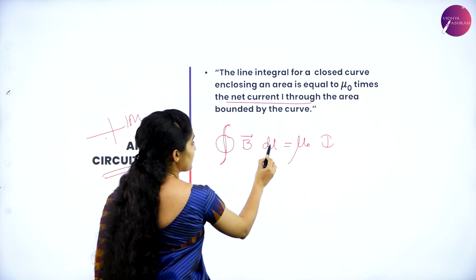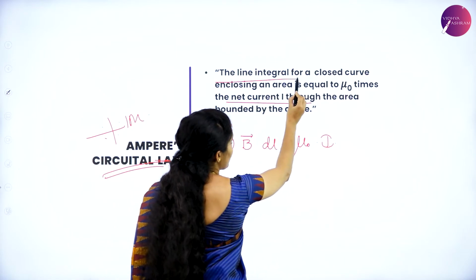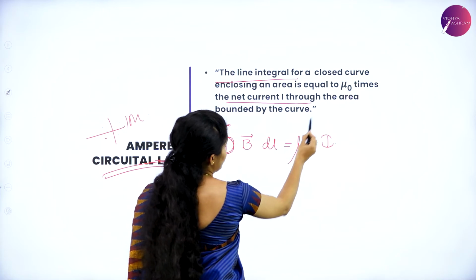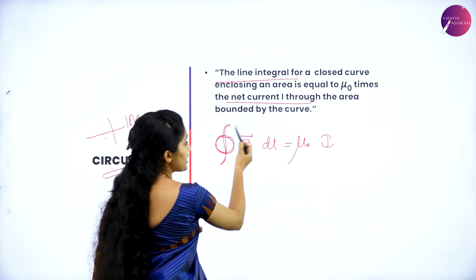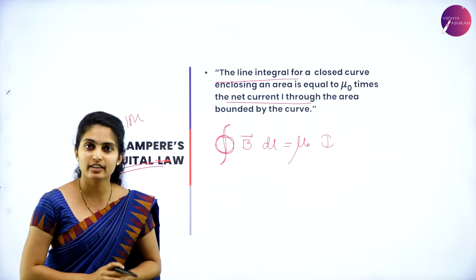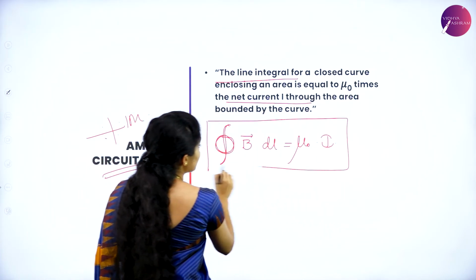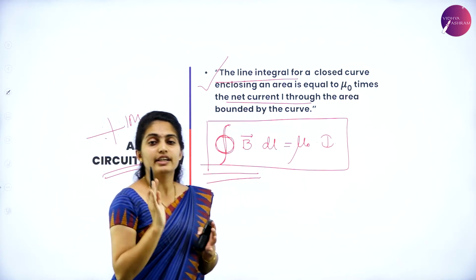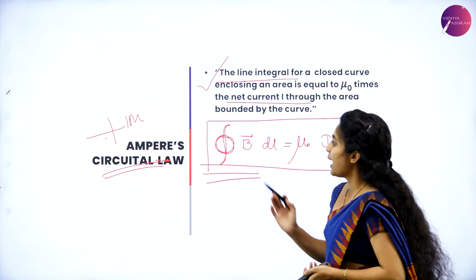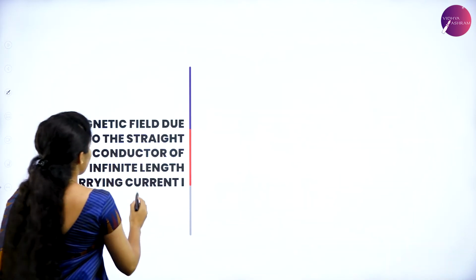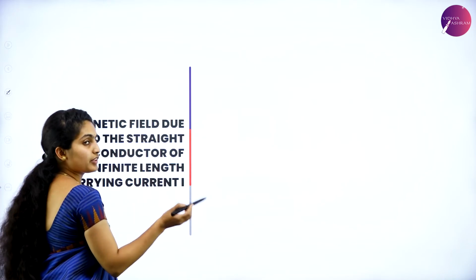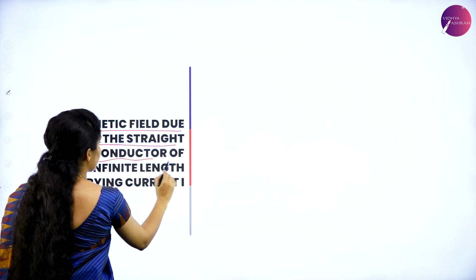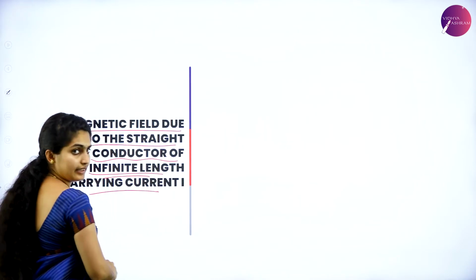The line integral of B·dl for a closed curve, that is the magnetic field, is equal to μ0 times the net current through the area bounded by that curve. By writing this equation itself, it is easy for you to predict this statement. This is the definition or the statement of Ampere Circuital Law. Here we are studying the applications of this law. We are finding the magnetic field due to a straight conductor of infinite length carrying current.